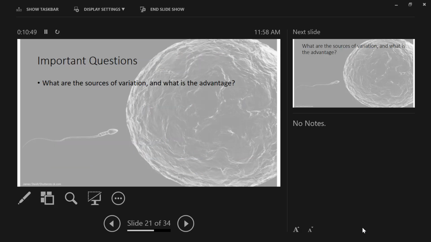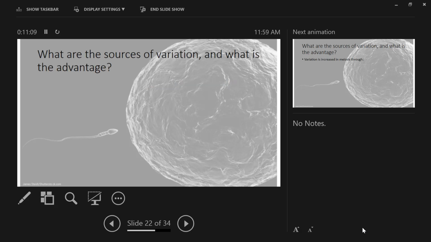All right. What are our sources of variation? And what is the advantage of having these mechanisms to increase variation? Why is it nice that you're not a genetic copy of either of your parents, that you're a combination of the two? What's the advantage of that?